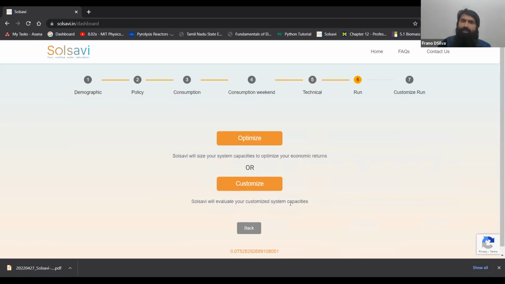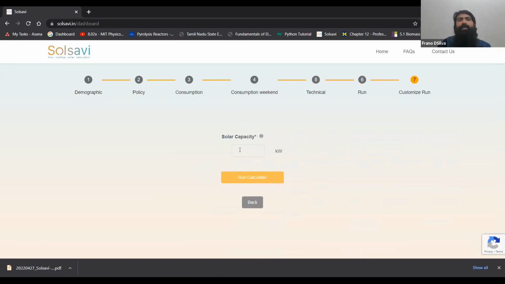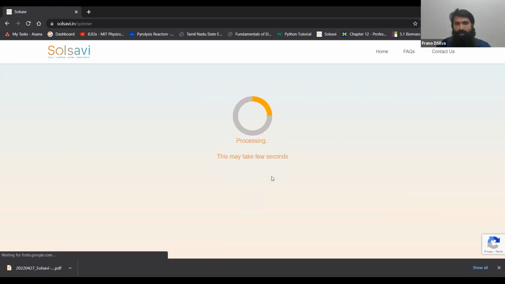And for this simulation, we do the customized run where the user defines their solar capacity. In this case, as we have the sanction load mentioned as 55 kilowatt, and with the policy regulation telling us that we cannot install a solar capacity above our sanction load, we take the maximum possible solar system that can be installed under this case, that is 55 kilowatt, matching our sanction load. Press the run calculator option and wait for your results to be generated.